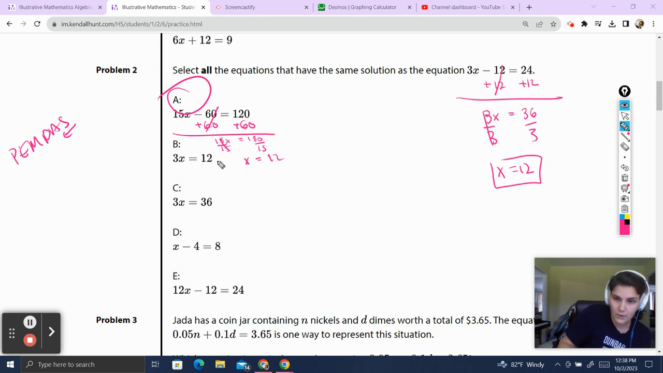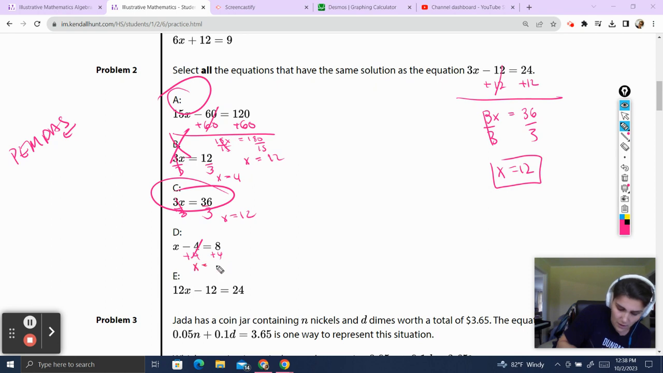Here, we have no addition or subtraction, so we can go straight to dividing. We get x is equal to 4. Nope. This one, very similar. No addition or subtraction. We go straight to dividing. x is equal to 12. It's good. Here, we add 4 to both sides. The x is already by itself, so we don't have to divide or multiply by anything. We get x is equal to 12.